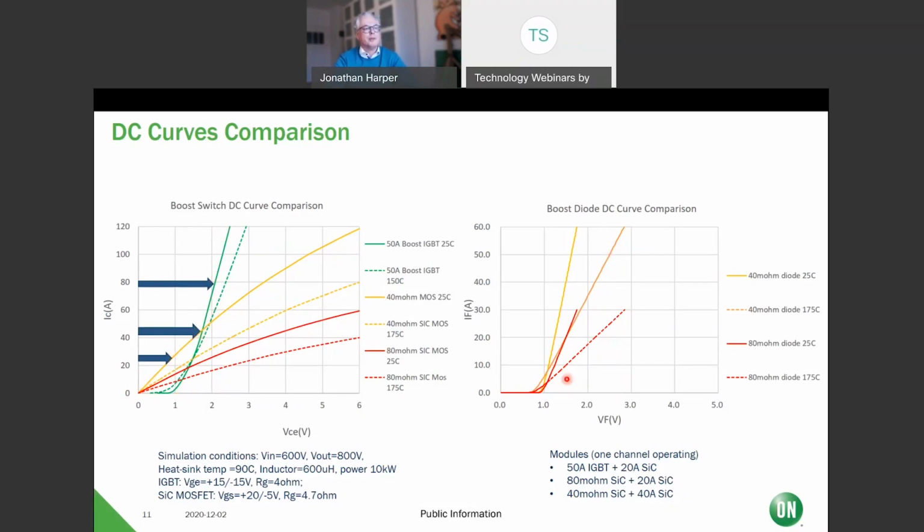The boost diodes, I think it's pretty clear that if you have a 14 milliohm diode, this is the diode which goes with the 40 milliohm device, this is the 40 amp SiC and the 20 amp SiC device. That's a typo. So obviously it's clear that the 40 amp SiC diode is better than the 20 amp SiC diode.